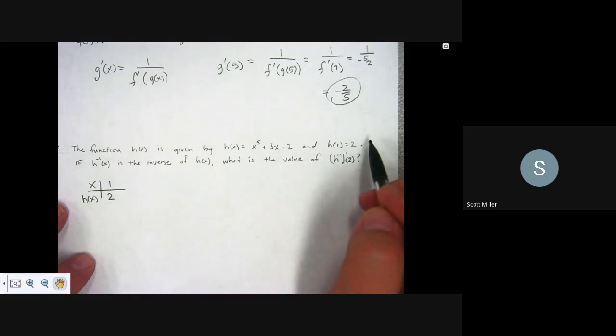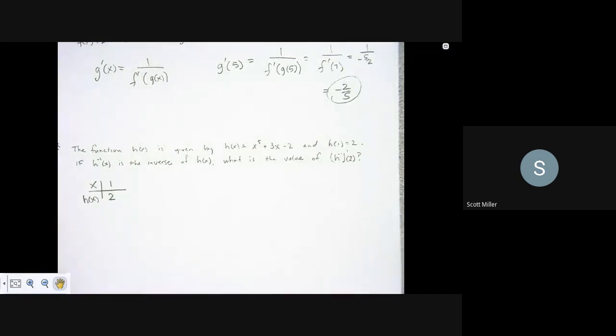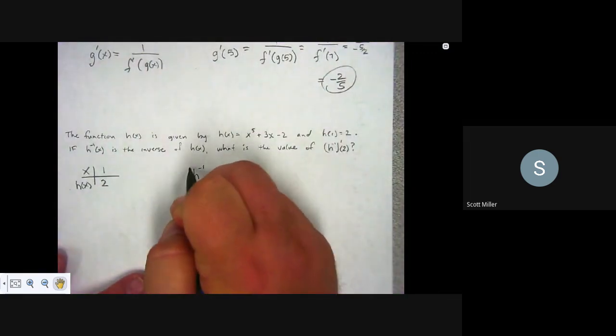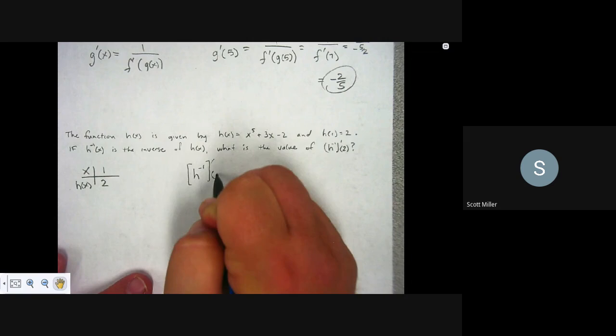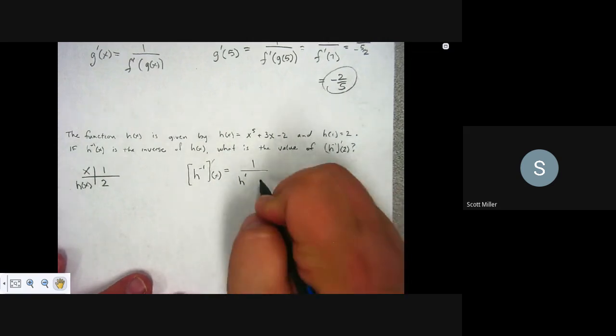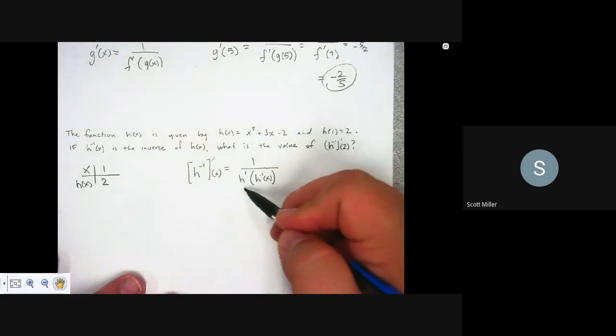Okay? Then I have my formula. Using this formula right here, which is the same as that. That's why I memorized it this way. I know h inverse prime of x is going to be 1 over h prime of the inverse of x. That's my formula. This tells me I have to find the derivative of h.